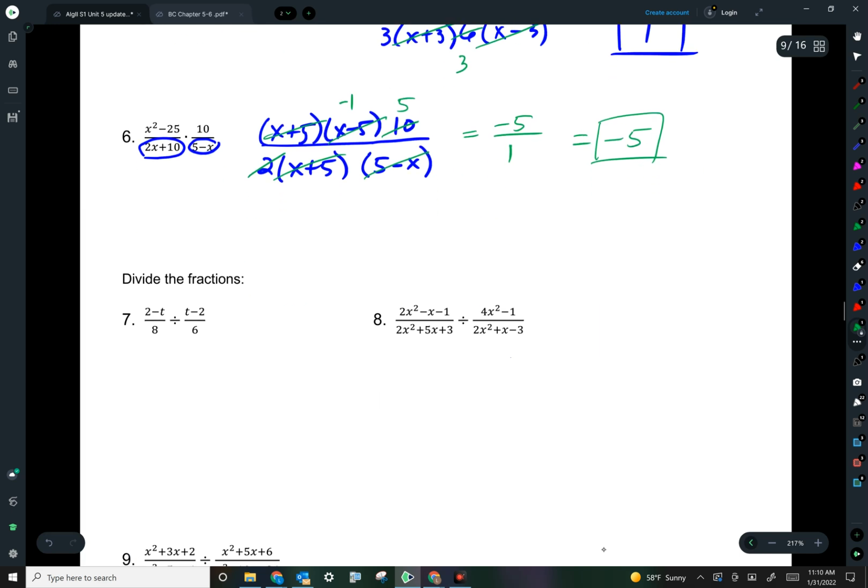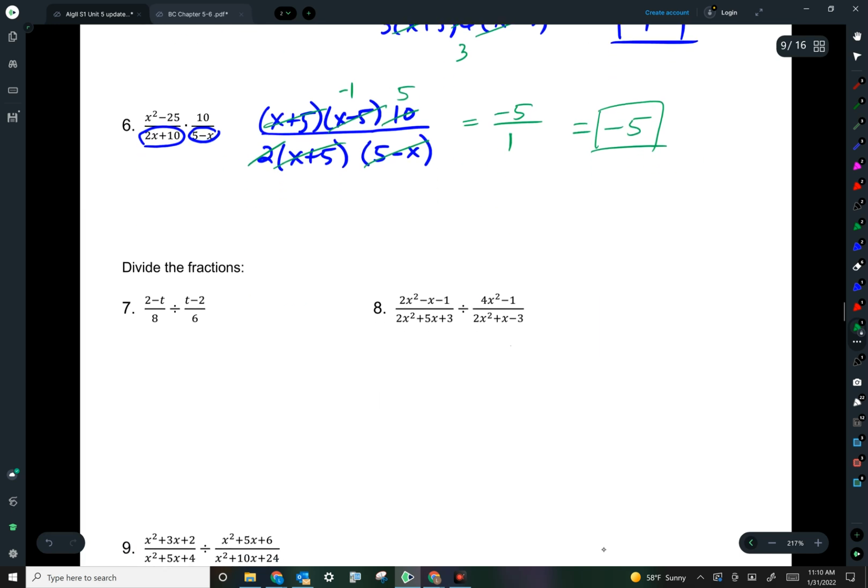Okay, so how is division different? Well, remember in the old days when you learned to divide, you may remember a phrase that you learned: keep, change, flip. So you have to do all of those. Keep, change, flip. In other words, you keep the first fraction.